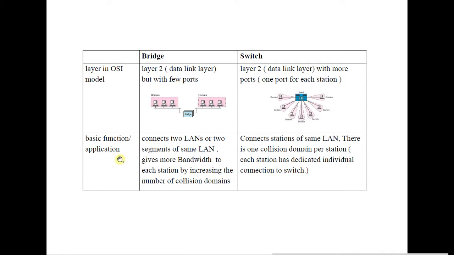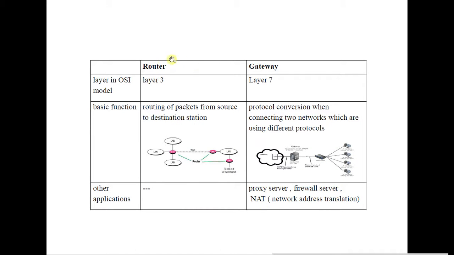The basic function and application. The bridge connects two LANs or two segments of the same LAN, and gives more bandwidth to each station by increasing the number of collision domains. The switch connects stations of the same LAN, there is one collision domain per station, so each station has a dedicated individual connection to the switch.